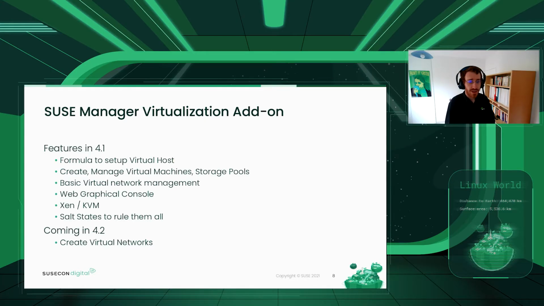The virtualization add-on doesn't make any choice. It doesn't force you to any of the hypervisors. You can choose either Xen or KVM. And behind the hood, it is using Salt states to do everything, which means that you can write your own Salt states to automate virtualization management. So you can automate your VMs management using your own Salt states.